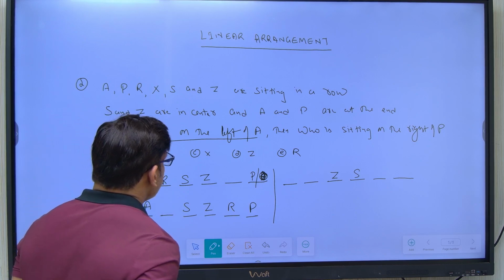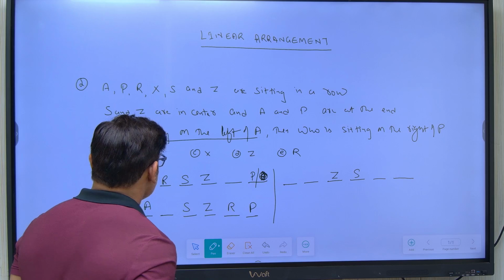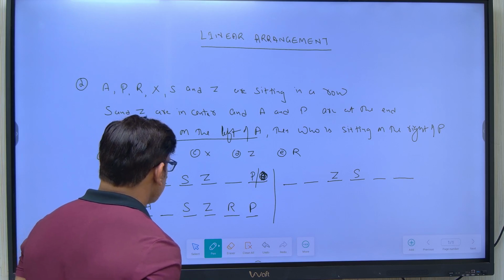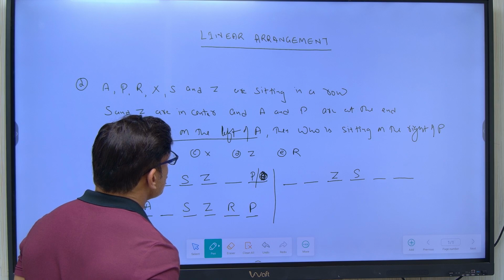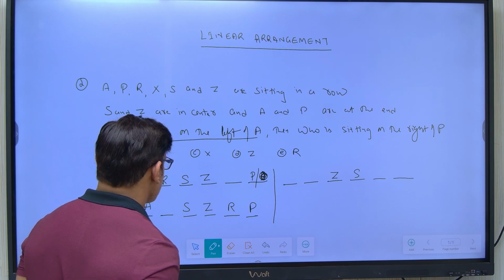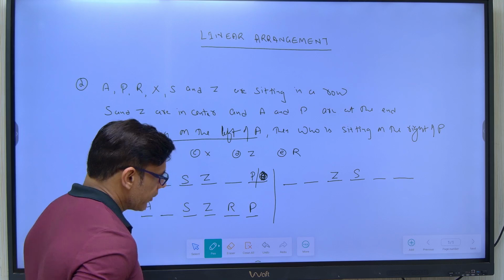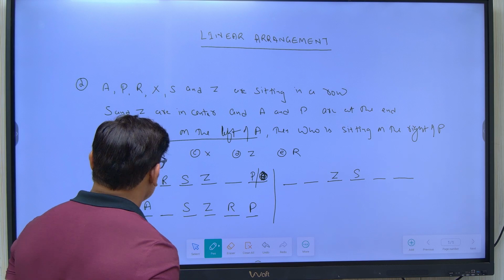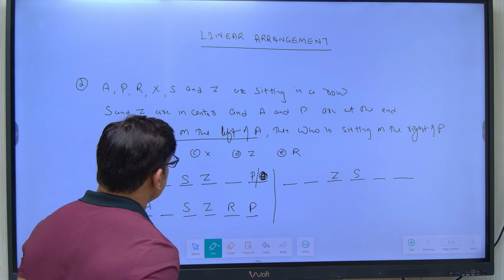Then the question is, who is sitting to the right of P? First option is A, second option is S. Right of P. Okay. S and Z are in center and A and P are at the end.